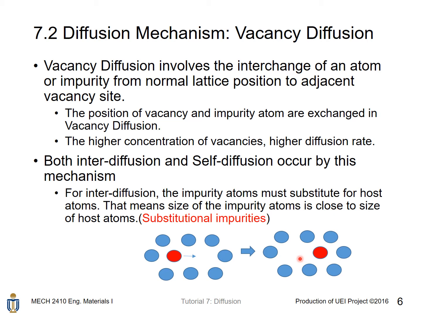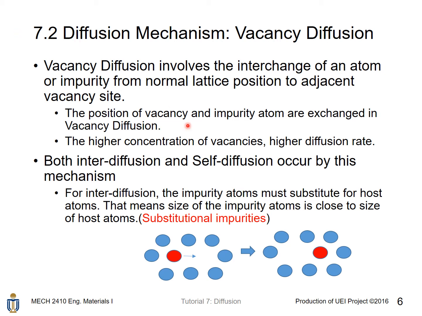The impurity atoms must substitute for host atoms, and that means the size of the impurity atoms is close to the size of the host atoms. And if you still remember, in the defects tutorial, we talked about substitutional impurities. Basically, the impurity must be a substitutional impurity, with a comparable size between the host atoms and the impurity atoms.